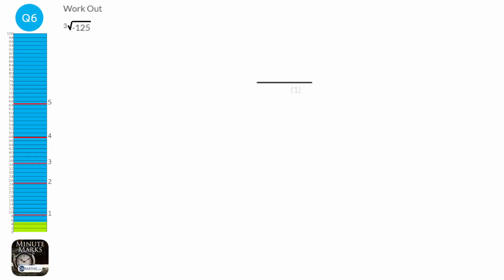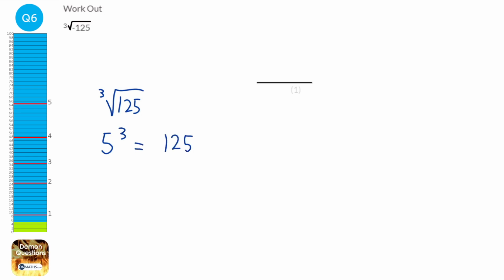Here we're asked for a cube root of a number. So what we need to do is we need to understand first of all what the cube root of 125 is. Well, I know that 5 to the power of 3, 5 cubed, is 125, and that's something you need to know off by heart. Therefore, the cube root of 125 is like the opposite, it's the inverse. So the cube root is the inverse of cubing, so that's going to equal 5.